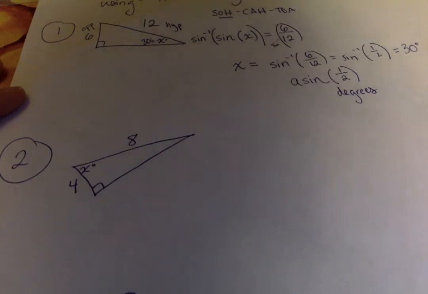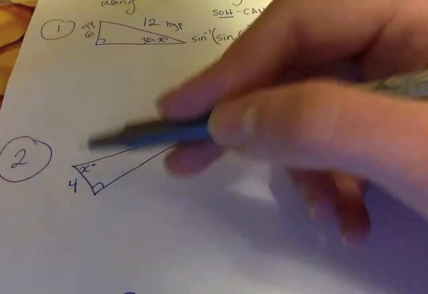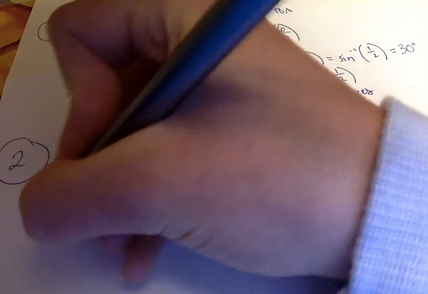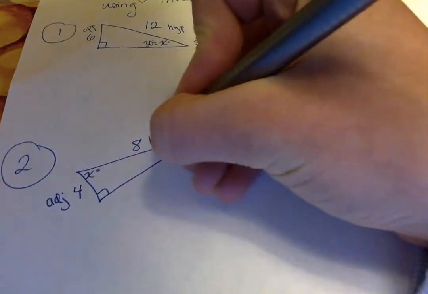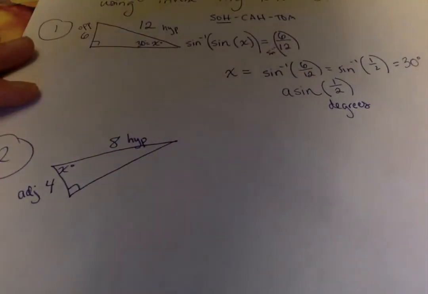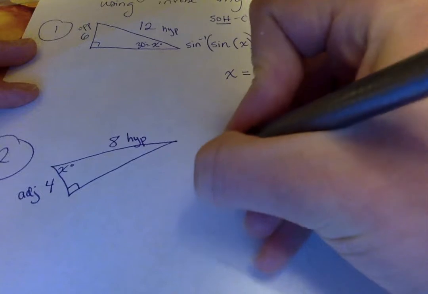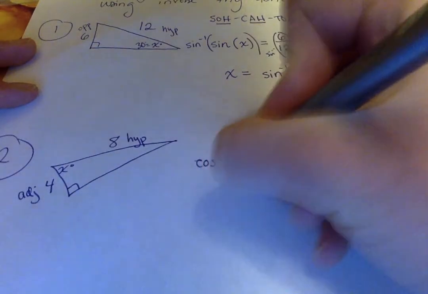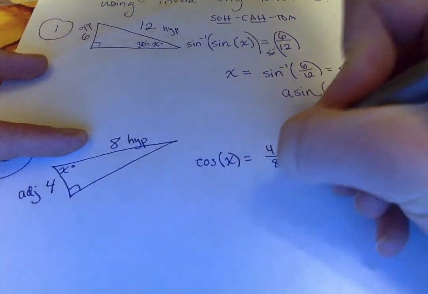Let's look at the second one. So first I need to identify which sides I have. If this is my x, this is my adjacent leg because it's the one that's next to it. And this one is the hypotenuse because it's across from my 90-degree angle. So in this case I have A and H. Then I look back at my SOHCAHTOA. That tells me that I have cosine because cosine goes with the adjacent and hypotenuse legs. So I can write that cosine of x is adjacent over hypotenuse, 4 over 8. In this case, it's also 1/2.